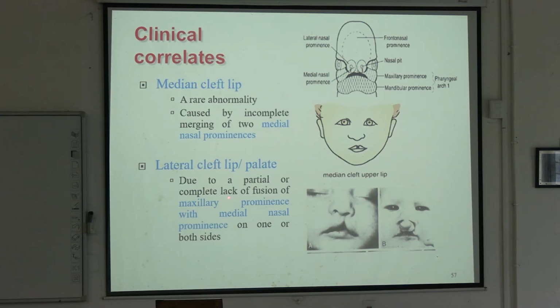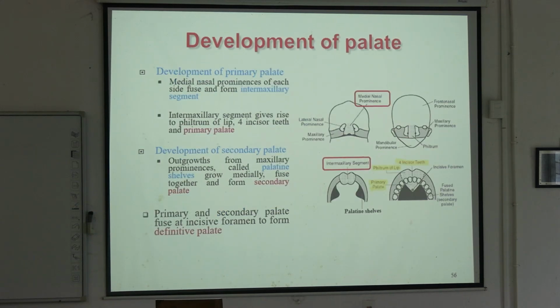So the maxillary prominence may not be meeting with this particular medial nasal prominence, giving rise to this lateral cleft lip. This may be present with a cleft palate. For that, we have to know this particular palate development. There are two parts of the palate, which we call primary and secondary.